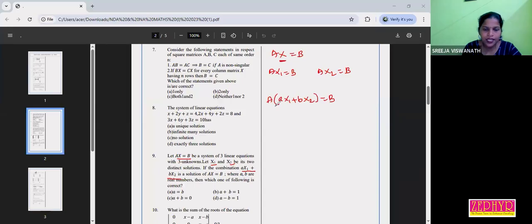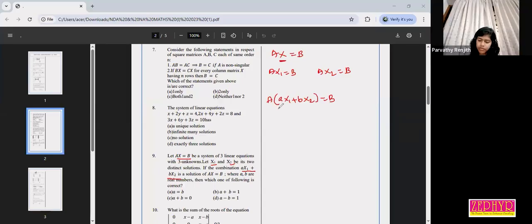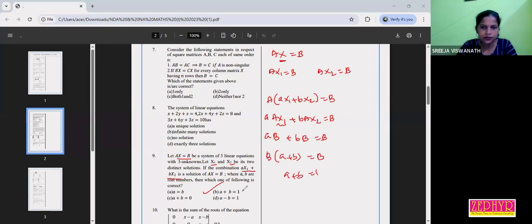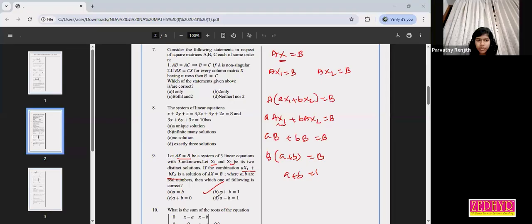Yes. Now you can open the bracket. a into Ax1 plus b into Ax2 is equal to b. Now, what is Ax1? That is b. So ab plus bb is equal to b. Take b outside: (a plus b) b equal to b. That is, we get a plus b is equal to 1. Is it okay? Clear? Yes, miss. Okay.